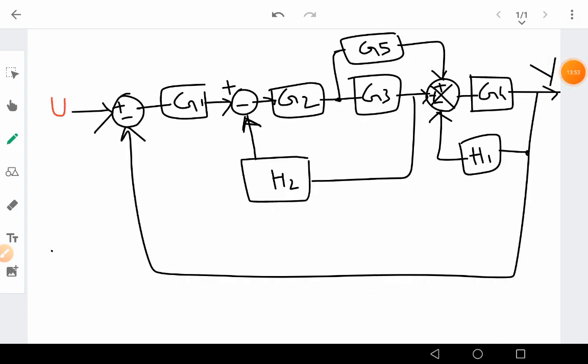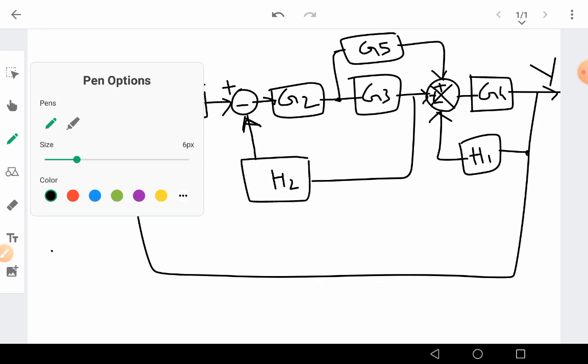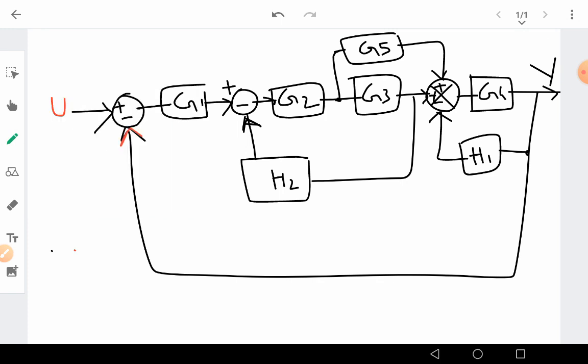Fine. This is another question for your practice. You can try this and understand a lot. There are a lot of blocks, and you have to see the arrows very carefully. There is plus and minus here, and here also plus, and this negative feedback is minus. Here the gain is 1 as usual, and there are G1, G2, G3, G4, G5, with plus here, and H1 and H2. So you can pause, copy this and try it.